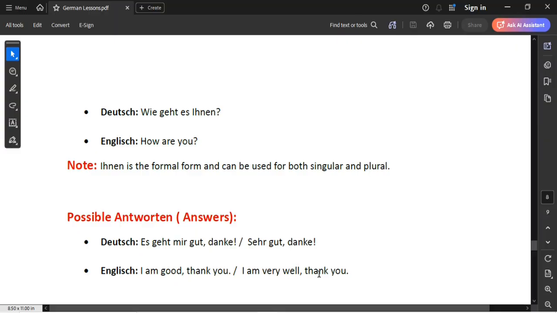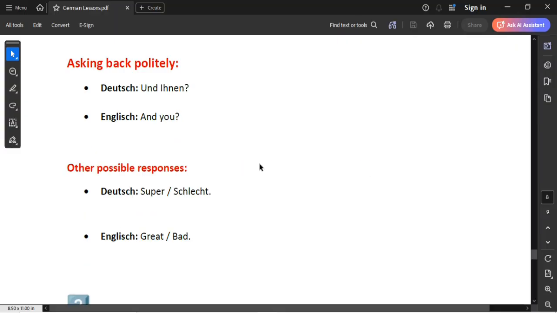So if somebody asks you, "Wie geht es Ihnen?", you can respond, "Es geht mir gut, danke," or "Sehr gut, danke." Now, after you respond, how do you ask the other person, "And you?" In Deutsch, we say "Und Ihnen?" Let's say somebody asks you, "Wie geht es Ihnen?" You respond, "Sehr gut, danke." Then you can ask the person, "Und Ihnen?"